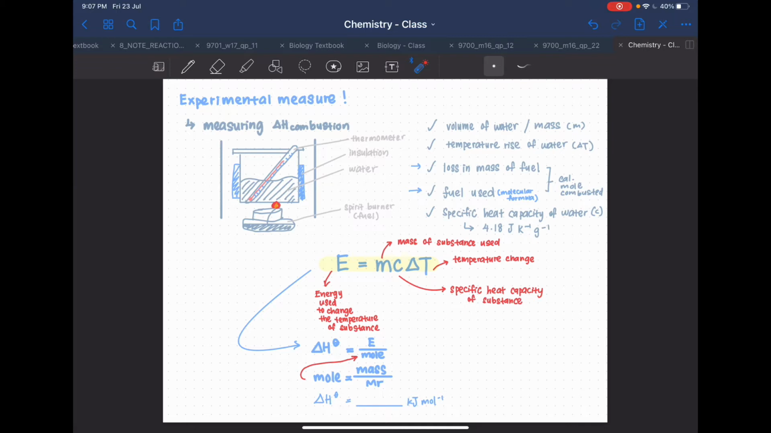Then we divide this energy by the number of moles of the fuel being combusted, which is what the definition of standard enthalpy change of combustion refers to. It is the enthalpy change when 1 mole of substance is completely combusted under standard state conditions. So you need to divide the energy by the moles of fuel being combusted. We can find the moles of fuel through data given in the questions or obtained from the experiment, for example mass over Mr. Then we substitute it into E divided by moles, and we can calculate the enthalpy change, which is measured in kilojoules per mole.